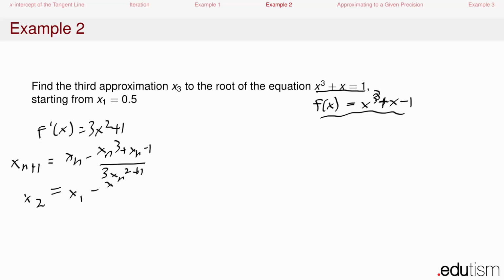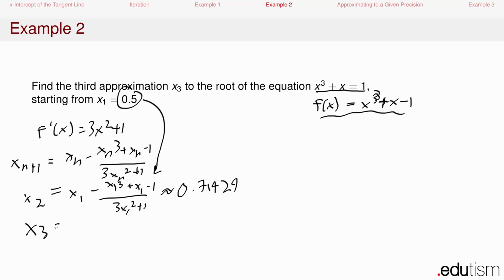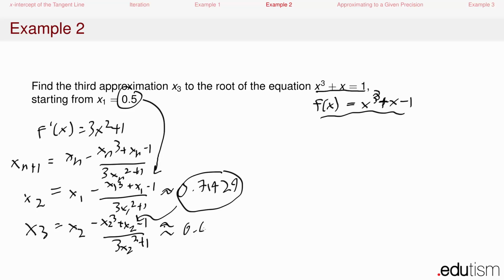x2 is going to be x1 minus x1 cubed plus x1 minus 1 over 3x1 squared plus 1, plugging in 0.5 for x1. What we're going to get is 0.71429 as our approximation. Then if we want to find x3, we're going to take x2 minus x2 cubed plus x2 minus 1 over 3 times x2 squared plus 1. So we're basically going to take the 0.71429, plug it in here. We're going to get a number which is approximately 0.68318. So this is our x3. It's the third approximation to the solution to that equation.